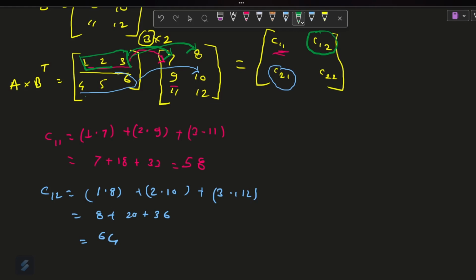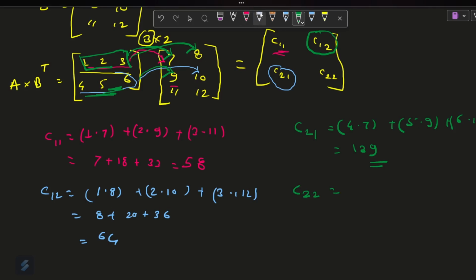For C21, we multiply the second row with the first column. It means 4 multiplied by 7 plus 5 multiplied by 9 plus 6 multiplied by 11. So we get the answer 139.